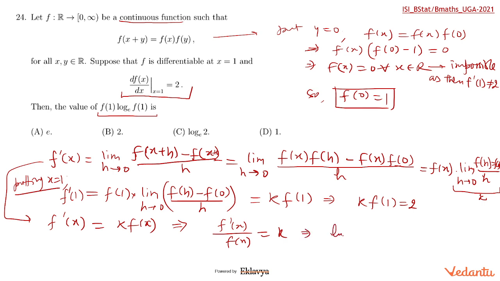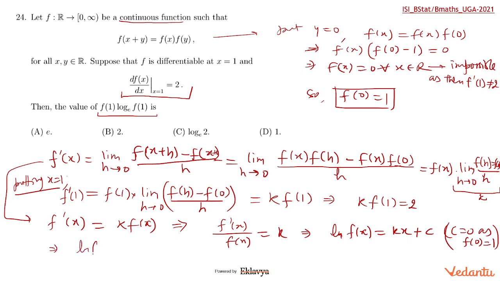By integration we'll get ln Fx to be Kx plus C, but C would be 0, as F0 is 1. आप F0 1 यूज़ कीजिए, C की वैल्यू 0 आ जाएगी. जब हम x को 0 डालते हैं तो F0 1 है, Fx 1 हो जाएगा. ln 1 is 0, तो ln 1 0 होता है, तो यहाँ C 0 हो जाएगा. तो C को we can remove from here.